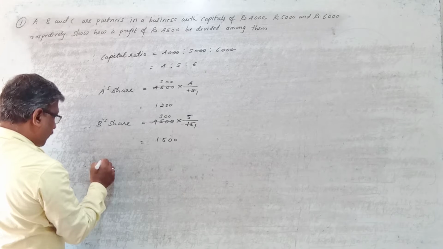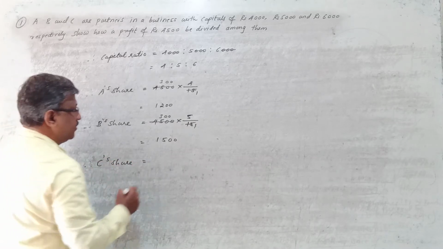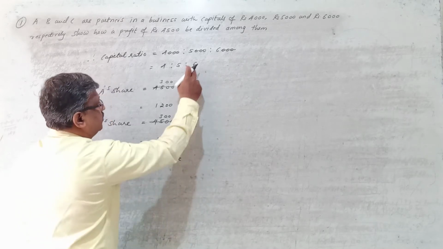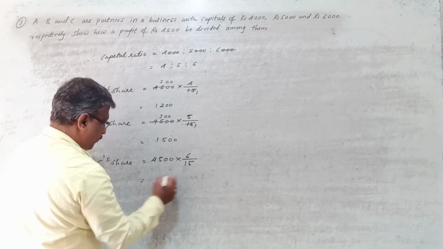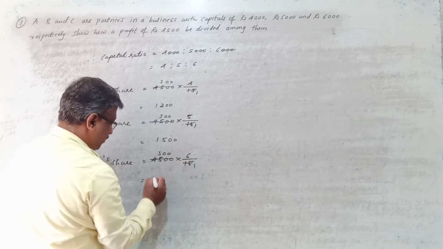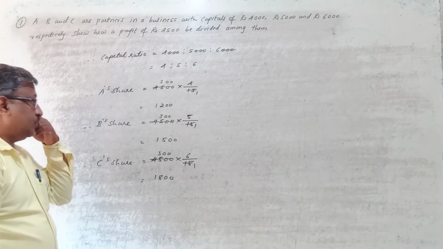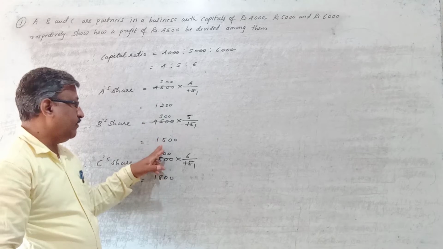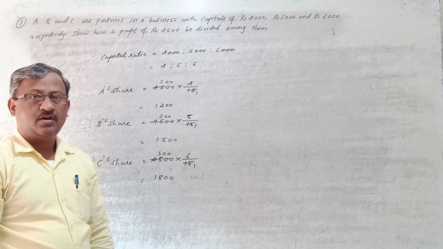And finally, you have to distribute to C. Now you calculate C's share. C's share of profit is equal to 4,500 multiplied by C's share, 6 by 15. 15 ones are 15, 15 threes are 45, 300 into 6 you will get 1,800. So this is how they share the profit. A will get 1,200, B will get 1,500, and C will get 1,800.